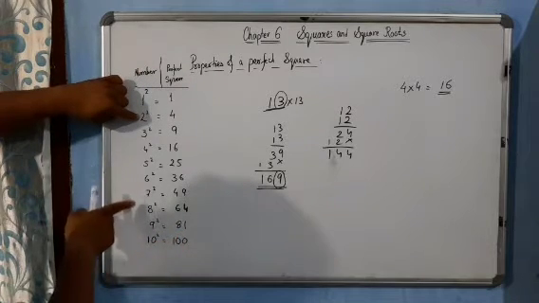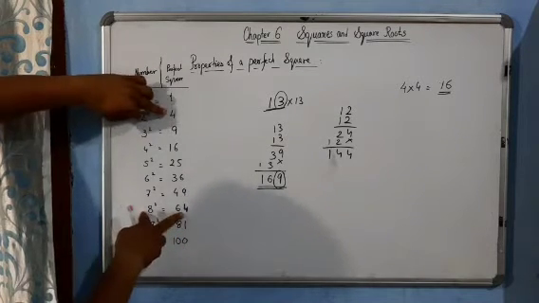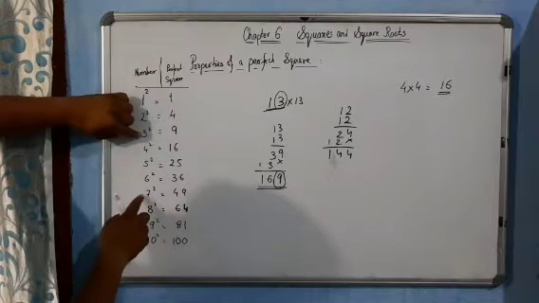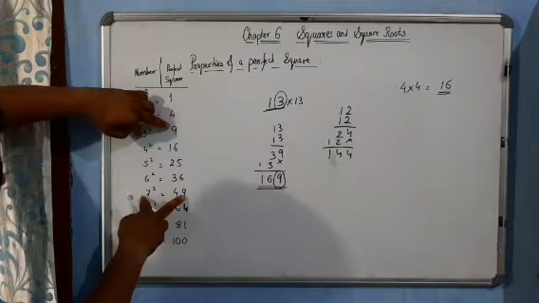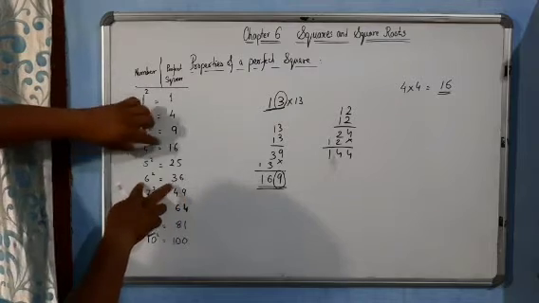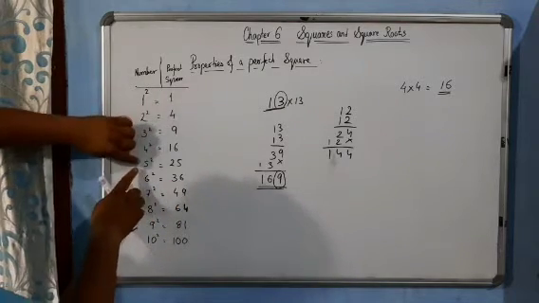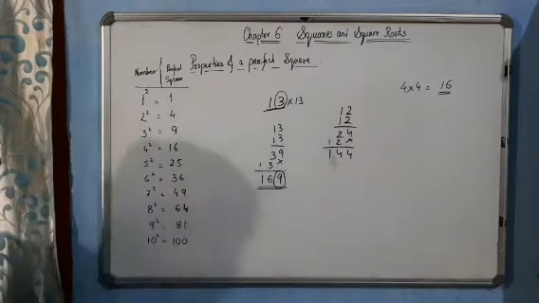For 2 and 8, you will have 4 in ones place. For 3 and 7, you will have 9 in ones place. For 4 and 6, you will have 6 in ones place. And for 5, you will have 5 in ones place.